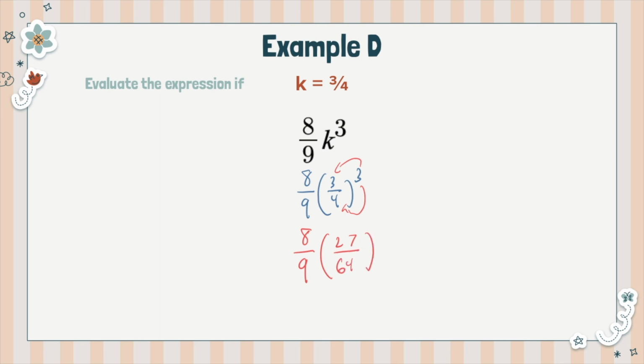All right, so now we need to multiply 8/9 times 27. You can do that a couple ways. You could use your Desmos calculator. I'm going to cross simplify before I multiply, so I know 8 goes into 8 one time. I know 8 goes into 64 8 times. 9 goes into 9 one time. 9 goes into 27 3 times. So 1 times 3 is 3, and 1 times 8 is 8 for an answer of 3/8. Now let's move on to the next example.